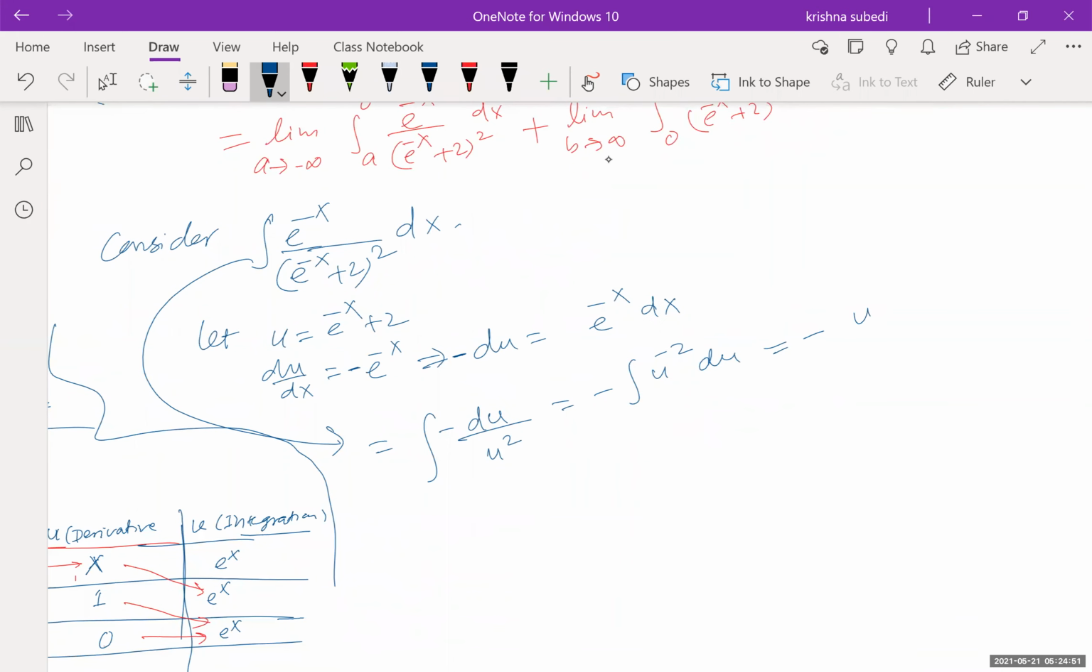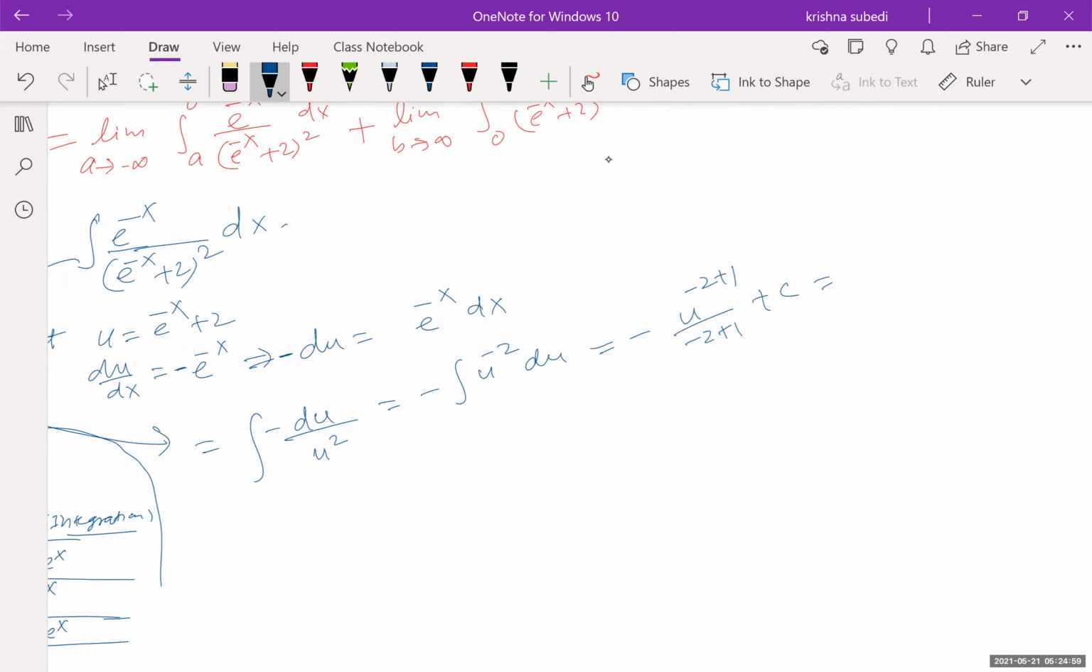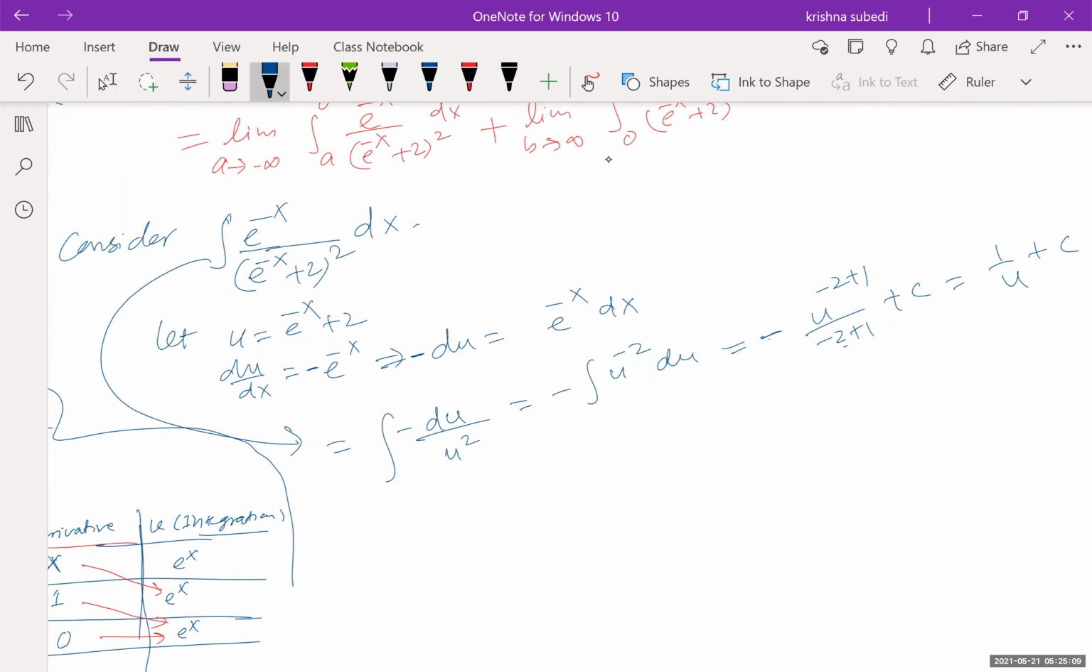So that's going to give me negative u to the negative 2 plus 1 over negative 2 plus 1 plus c, which means 1 over u basically, right? Because this negative and negative will be positive, and u power negative 1 is 1 over u plus c. So substituting the value of u back, the integration is going to be 1 over e to the negative x plus 2, plus c. That's what we got.